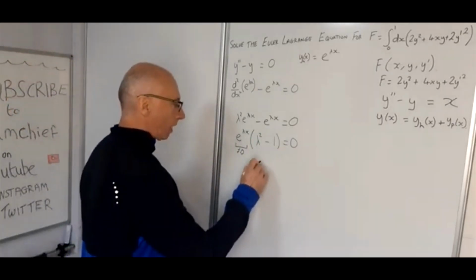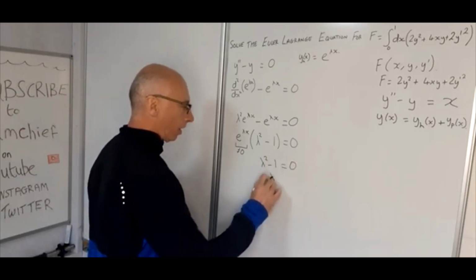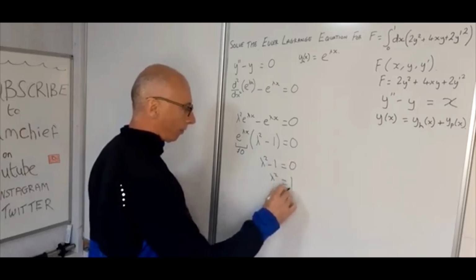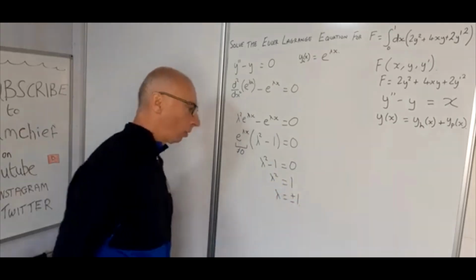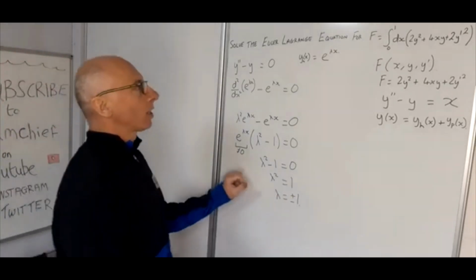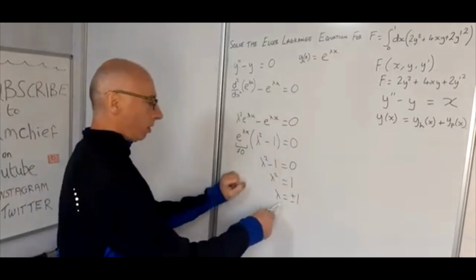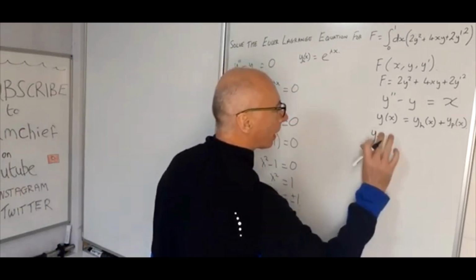So let's just bring this down here now. Lambda squared minus 1 equals 0. Then our lambda squared equals 1. So our lambda equals plus or minus 1. So that's pretty straightforward. So let's write our homogeneous solution up on the board now. This is our building blocks for our answer.